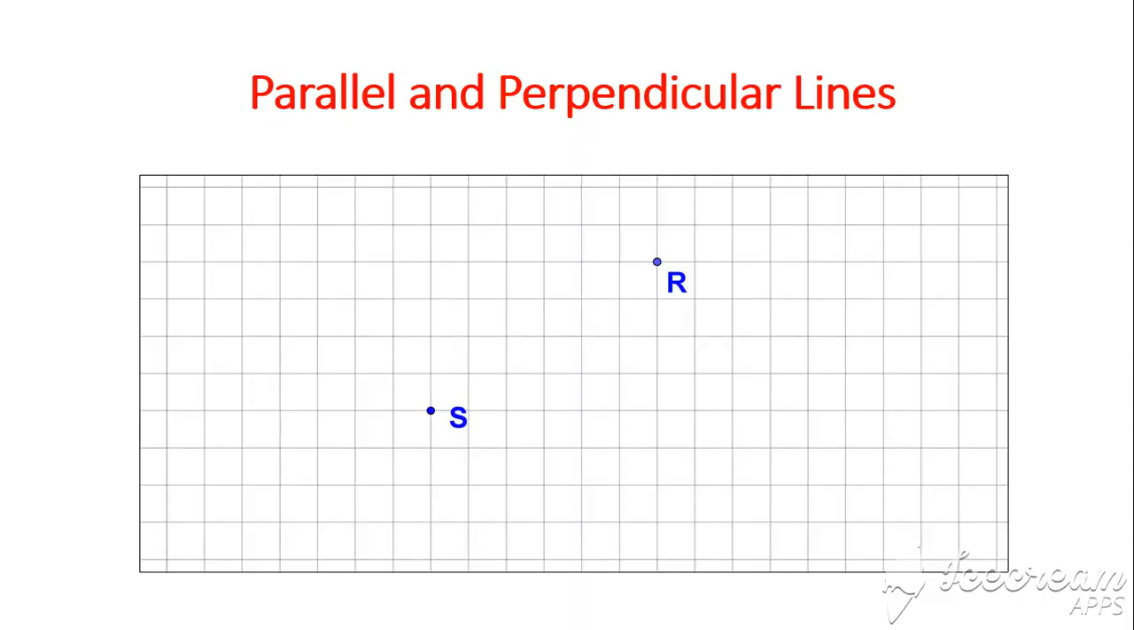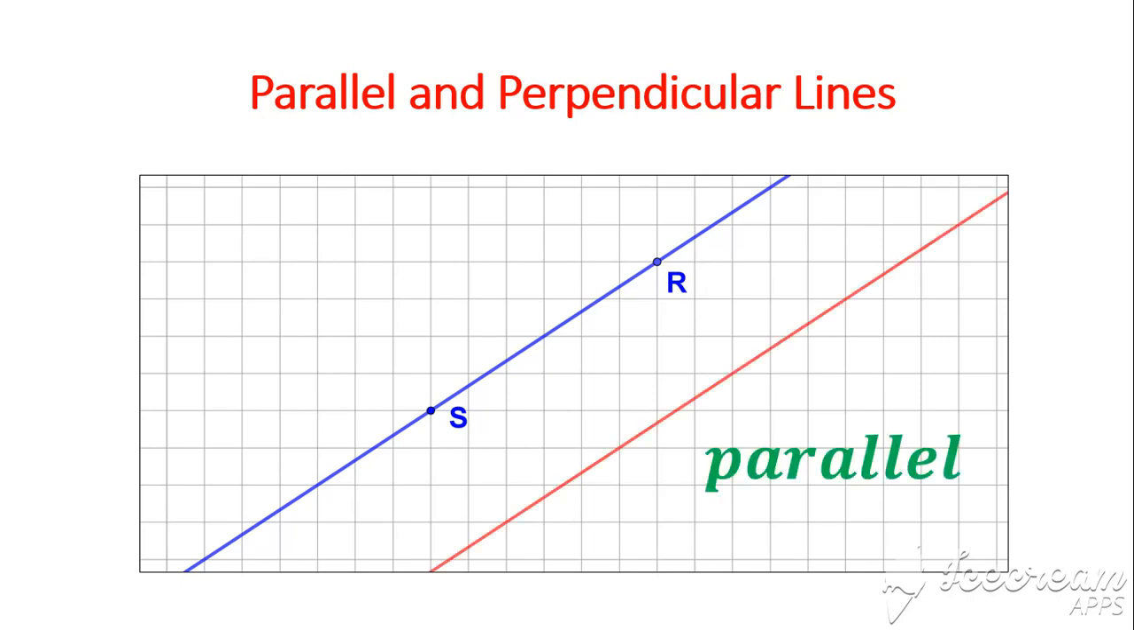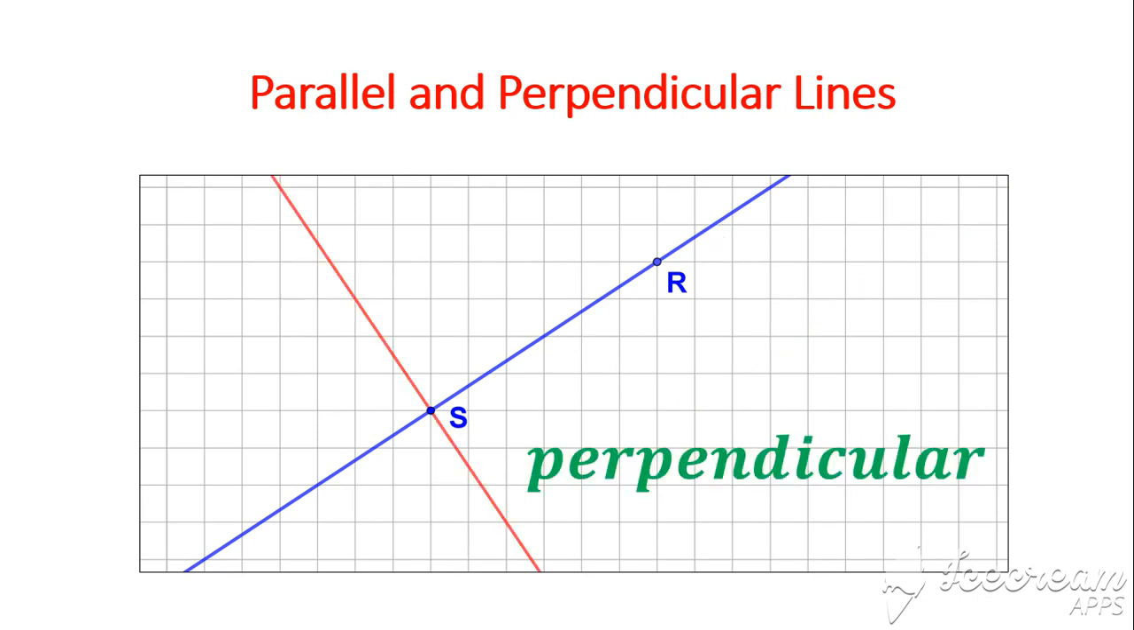So here's 2 points, S and R, and we're going to draw a line between them. Now a parallel line is a line that does not get any closer or any further apart than the first line. So a parallel line stays the same distance apart as our first line. But a perpendicular line does cross through the first line, and it meets it at 90 degrees or right angles. So perpendicular means meeting at 90 degrees or at right angles.